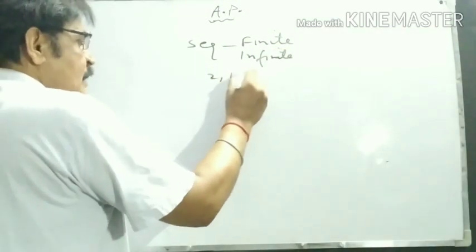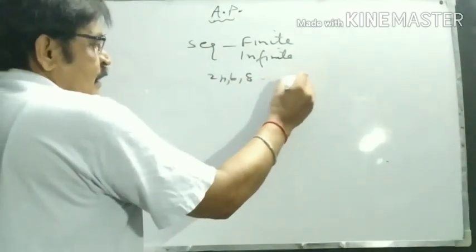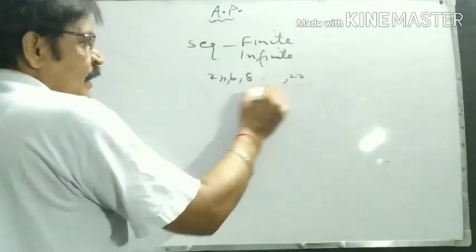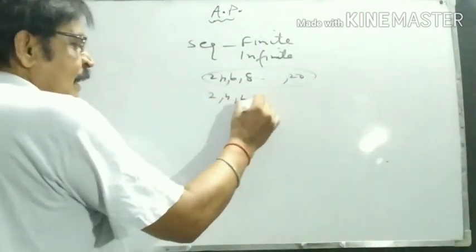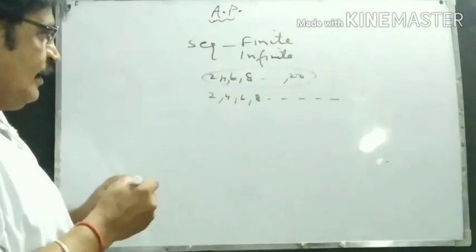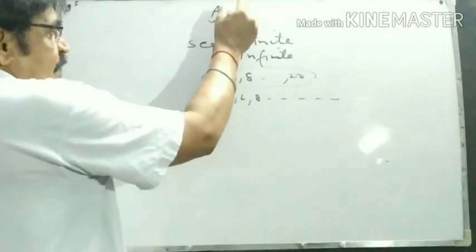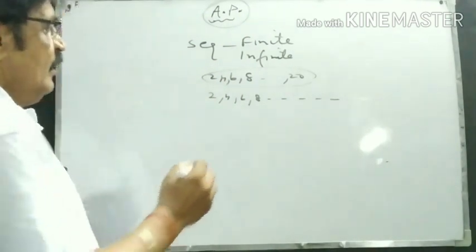2 4 6 8 dash dash dash 20. This is up to 20. This is a finite sequence. And if you write 2 4 6 8 and so on, this is known as an infinite sequence. In today's session we shall study numbers in a particular order.